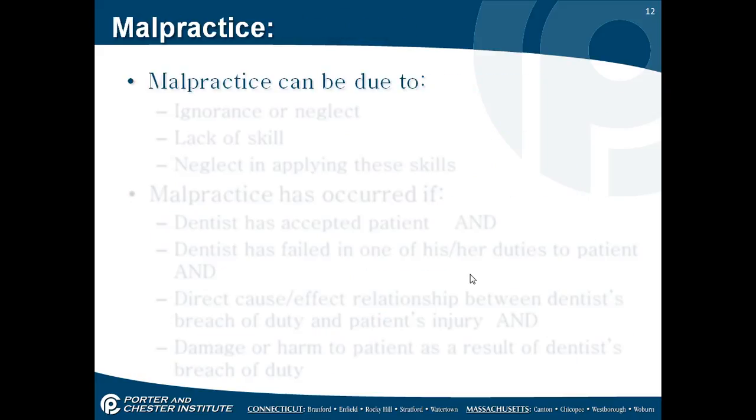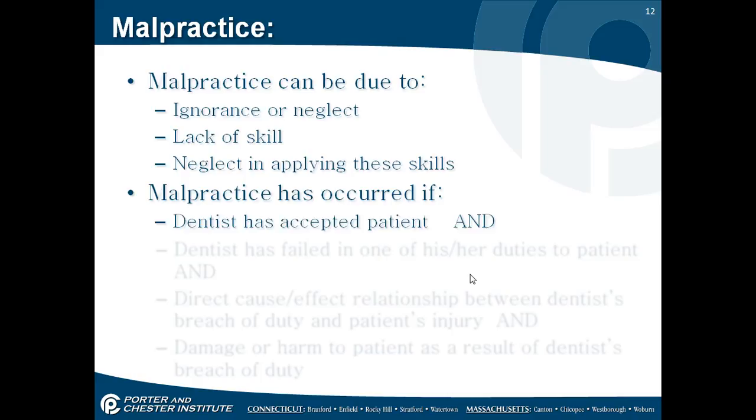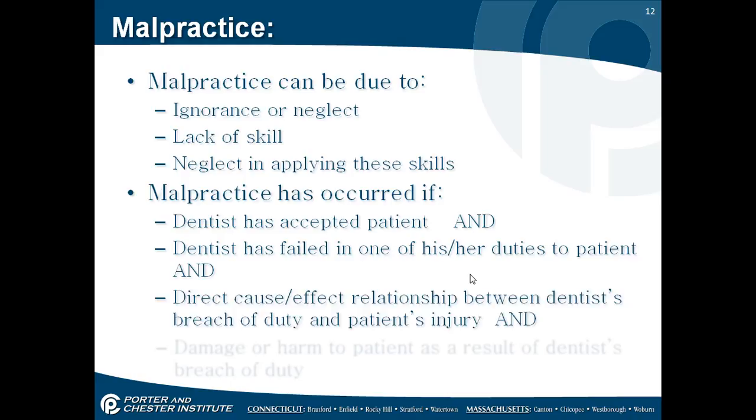Malpractice can be due to ignorance or neglect, lack of skill, or neglect in applying these skills. Malpractice has occurred if the dentist has accepted the patient and the dentist has failed in one of his or her duties to the patient, and there is a direct cause and effect relationship between the dentist's breach of duty and the patient's injury, and damage or harm to the patient as a result of the dentist's breach of duty.